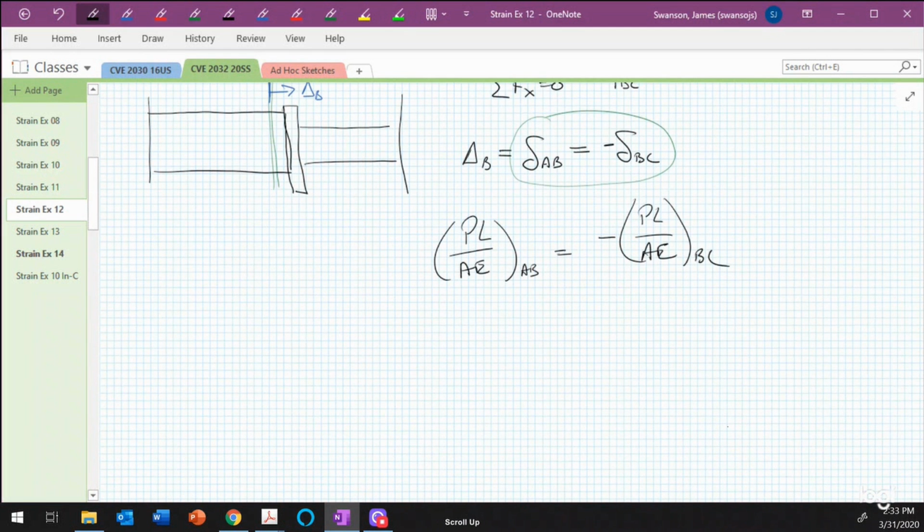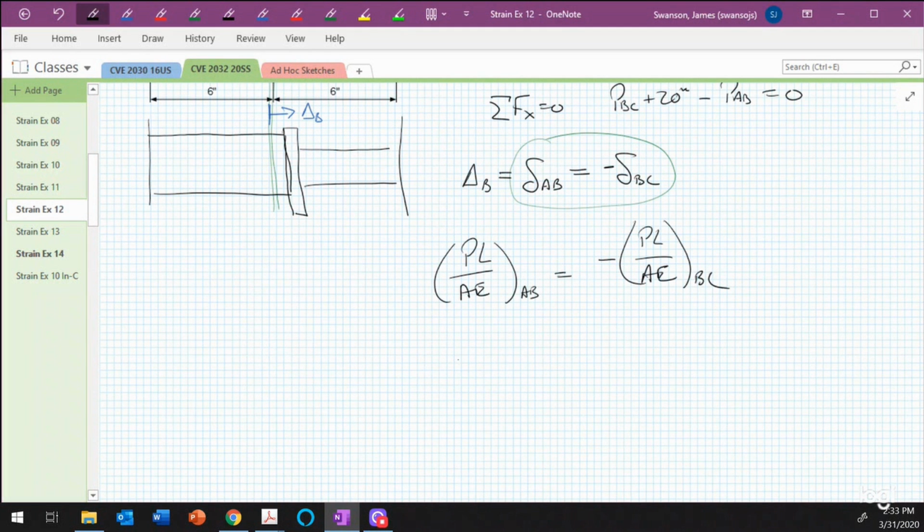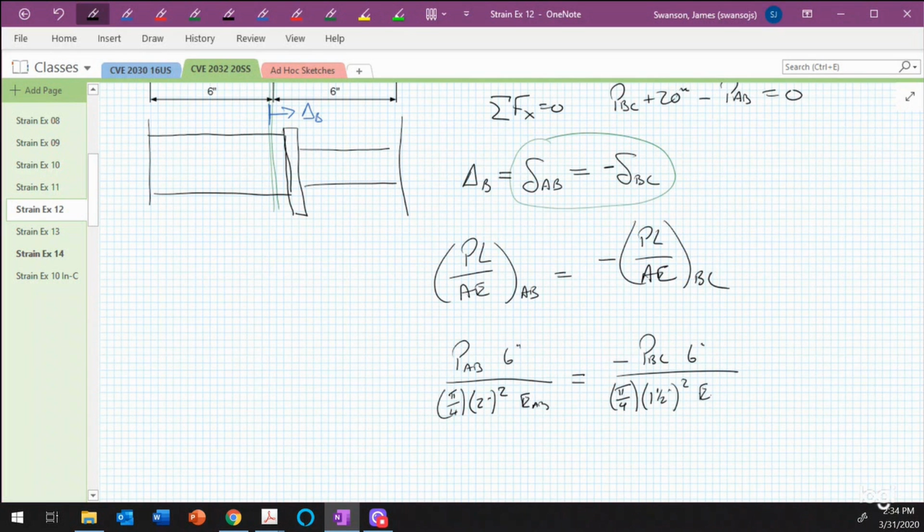Let's see, if we do some substitution in here, we know that we're going to have P sub AB times L sub AB, which is equal to 6 inches. We know that we have A sub AB, so we have pi over 4 times the area, 2 inches squared. And then we have E sub AB. And that's going to be equal to minus P sub BC times 6 inches divided by pi over 4 times 1.5 inches squared times E sub BC.